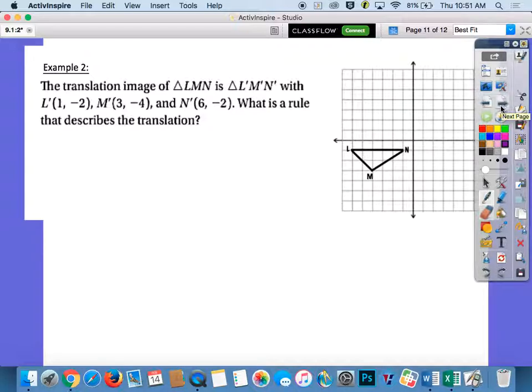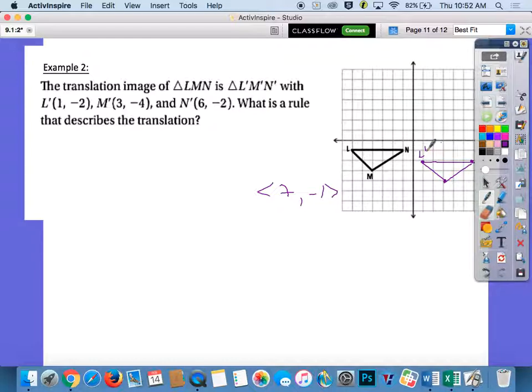Here, you guys, this is just another way of looking at the problem. L prime becomes 1, -2. All right, M prime becomes 1, 2, 3, 4. N prime becomes 2, 4, 6, 1, 2. I'll squeeze him in right here. So let's just pick 1 point. We'll do L. 1, 2, 3, 4, 5, 6, 7. All right, so we move to the right 7, and then we move down 1. So this is our translation.